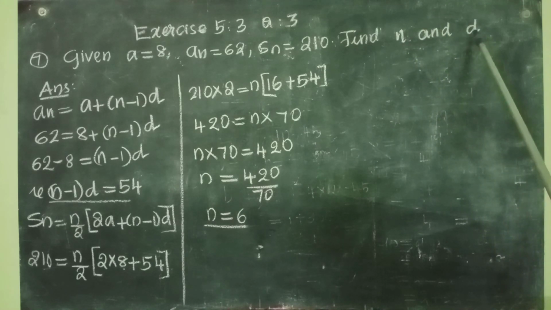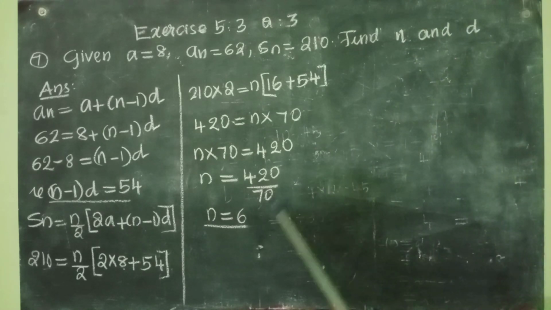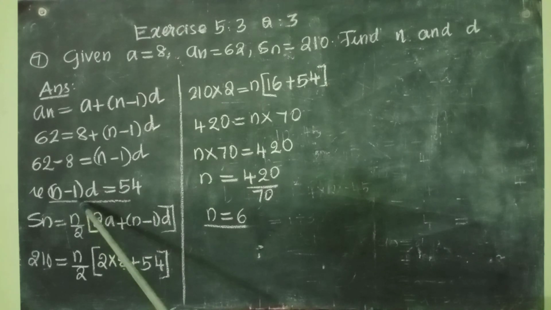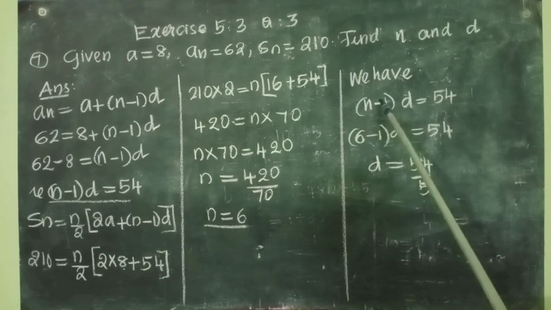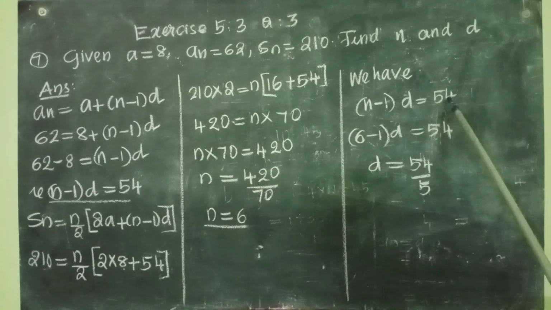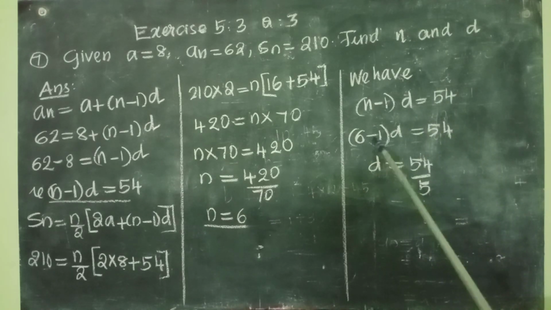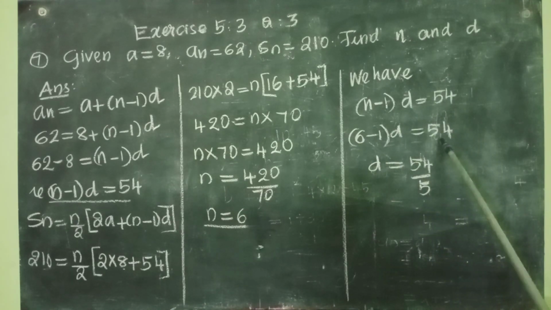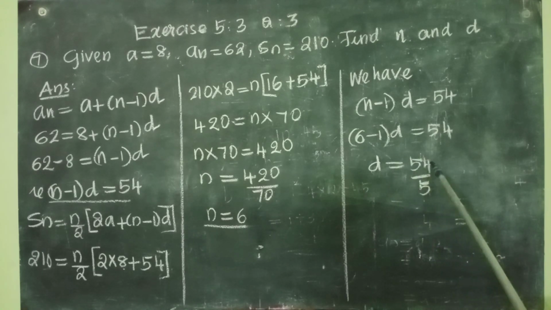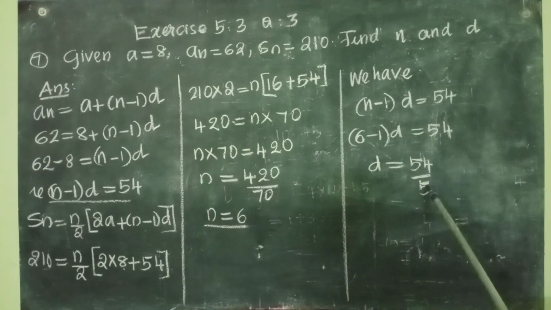Next we need to find out the value of d. For that we can use this formula, n minus 1 into d equal to 54. There we can give n equal to 6. We have n minus 1 into d equal to 54. 6 minus 1 into d equal to 54. d equal to 54 divided by 5. So the value of n is 6. Value of d is 54 by 5.